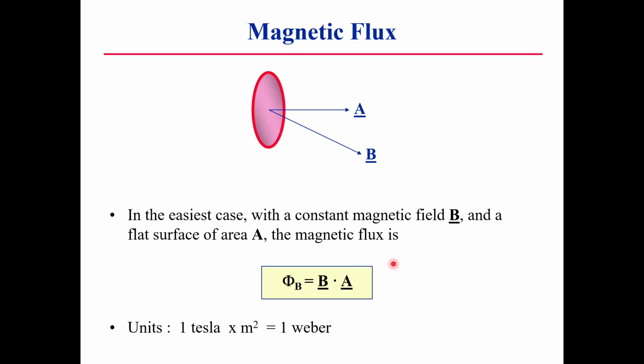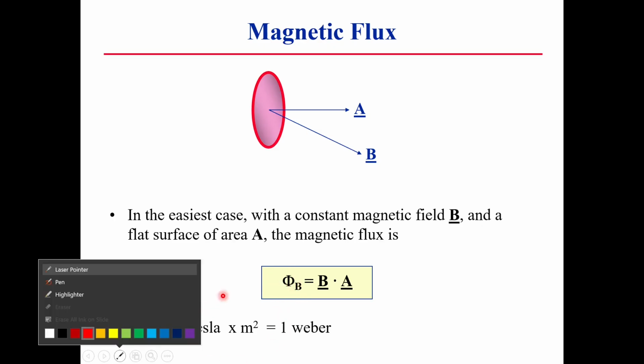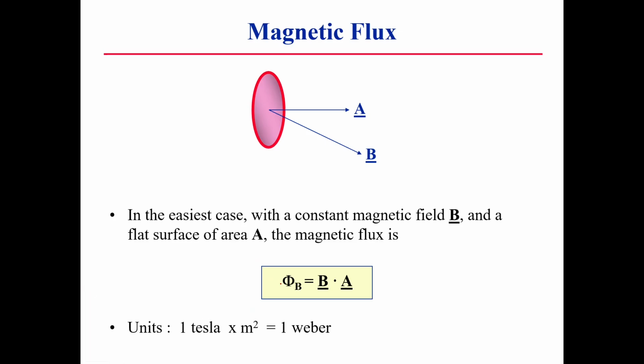The magnetic flux is nothing but magnetic flux. It is represented with this symbol, phi B. You say this phi. This is a Greek letter. How do you pronounce it?